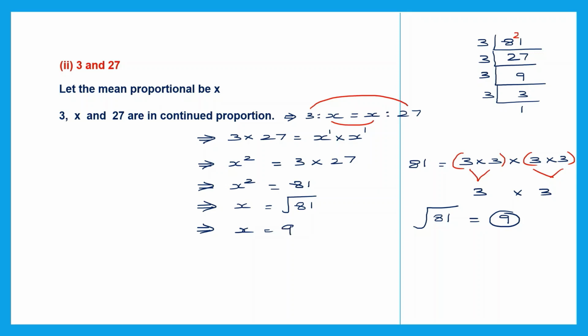Now how do we know if 9 is correct? Here we said square root of 81 is 9. Square of 9 should be 81. That means if I say 9 square, what is this? 9 into 9, and how much is that? 81. So square root of 81 is 9 and the square of 9 is 81. This is just for you to understand. So we have found the value of x. X is equal to 9. So what have we found? We have found the mean proportional, and the mean proportional is 9. So this is our answer.